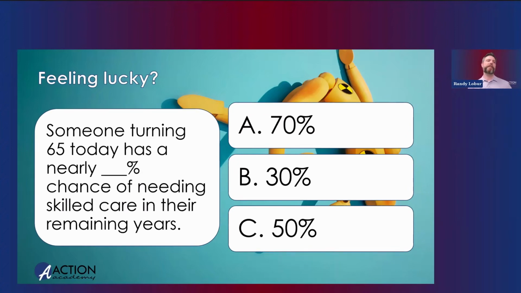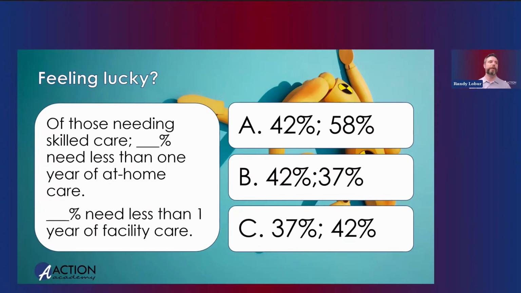And someone turning 65 today, how likely is it that they're going to need some amount of skilled care between now and the time they leave us? Is it a 70% chance, a 30% chance, or a 50% chance? Yep, it is, in fact, a 70% chance that they may need home health care or skilled nursing care between now and the time they leave this earth.